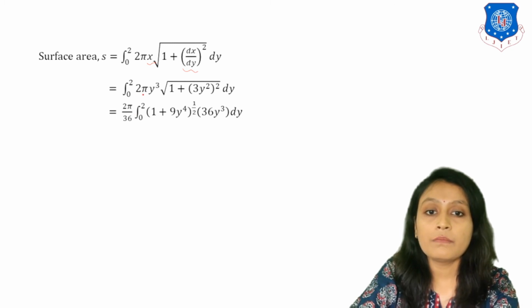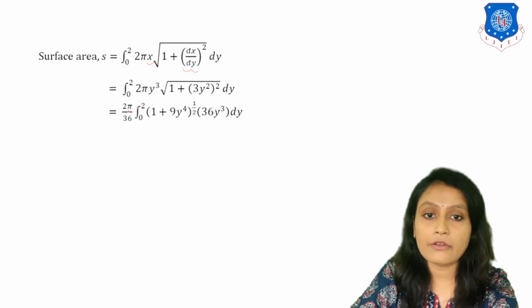Now bring the 2 and pi outside, integration 0 to 2. Simplify this, so you will get (1 plus 9y raised to 4) whole raised to 1 by 2, and this y cube as it is. Now what is the derivative of this term? The derivative of 1 is 0 and the derivative of 9y raised to 4 is 36y cube. We have this y cube already, so what we will do is multiply by 36 and divide by 36.